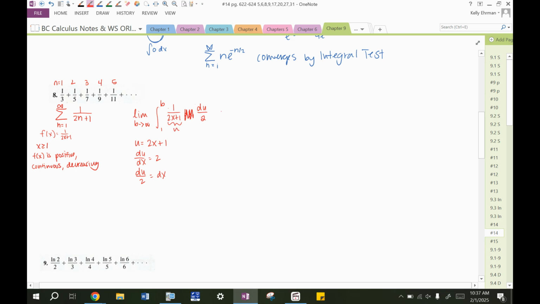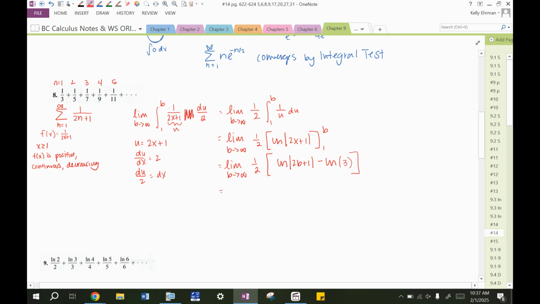This is u. So we're going to get the limit as b approaches infinity of 1/2, that's because of this 2 here, times the integral from 1 to b of just 1 over u du. And then that is the limit as b approaches infinity of 1/2. The antiderivative here is the natural log of the absolute value of u, which was 2x plus 1. By the fundamental theorem of calculus, we're allowed to evaluate by plugging in: ln of 2b plus 1 minus ln of 2 plus 1, 3.